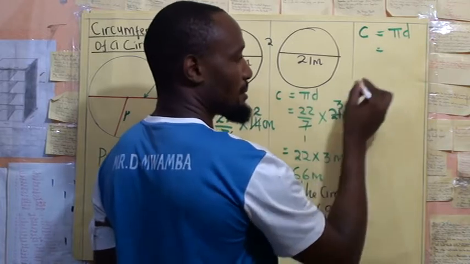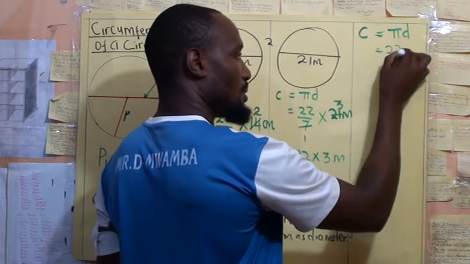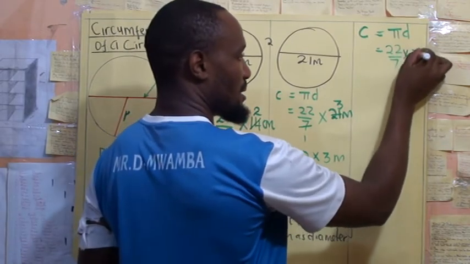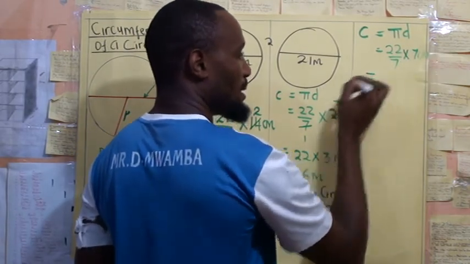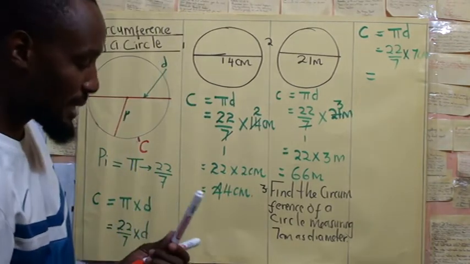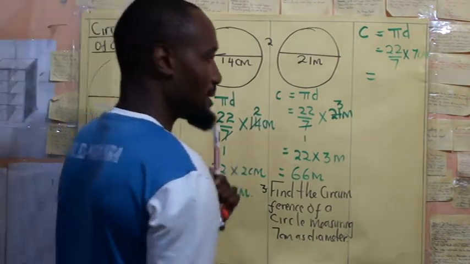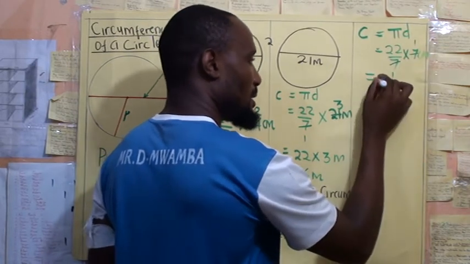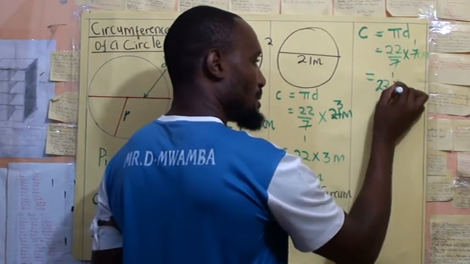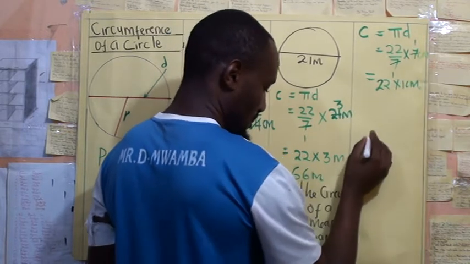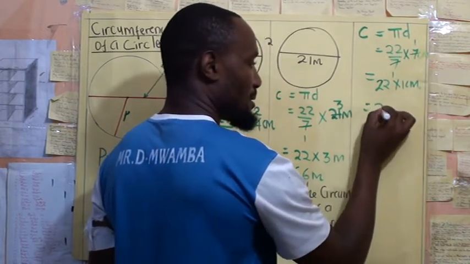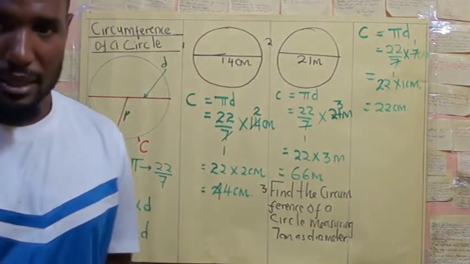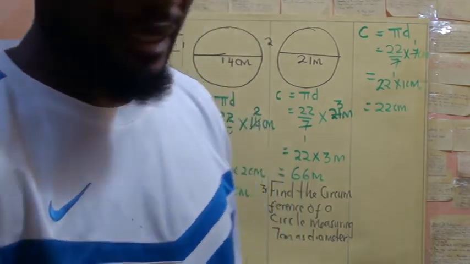Now what is our pi? We said it is 22 over 7. What's our diameter? We've been told it is 7 centimeters. So what will be the solution to that? You make sure you simplify 7 and 7. 7 here 1, 7 here 1. So you have 22 times 1 centimeter. What will you get as the answer? 22 centimeters. Are we together? Hope you have understood how to get the circumference of a circle.